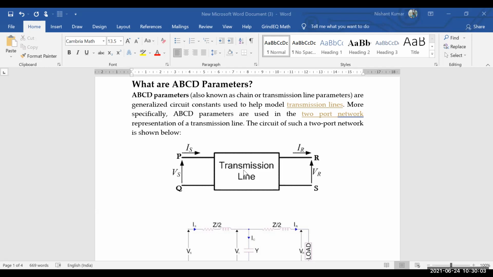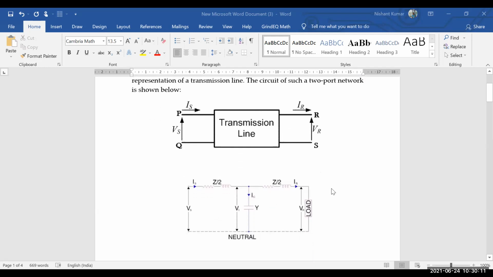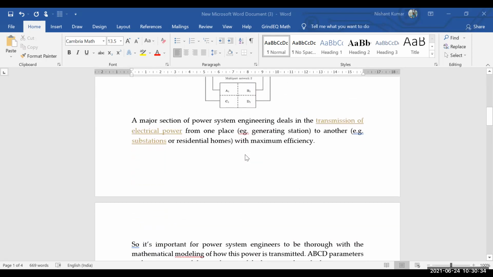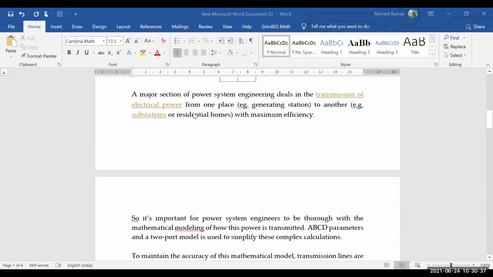This is the transmission line, and you can see IS, VS, and IR, VR. They are at the two ports, that is PQ and RS. This is a T model of a transmission line, where R and L are represented as Z by 2, Z by 2, and this is your C. Again, you will have a pi model in our laboratory, where one capacitor will be here and one capacitor here, that is C1 and C3, and C2 would be eliminated.